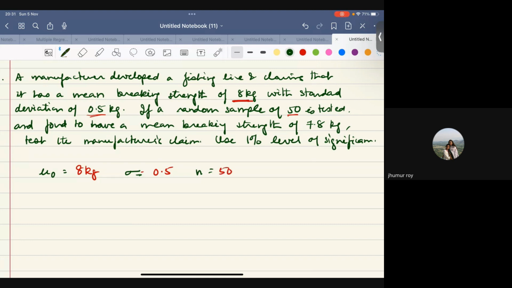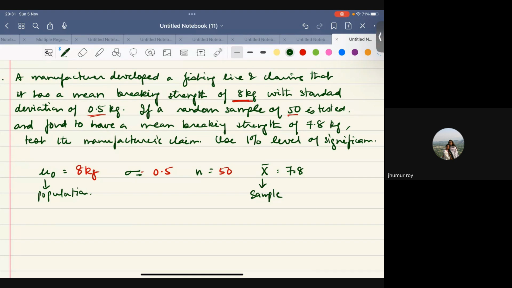And the last value which we have is x bar. X bar is the sample mean. See, this is for the sample, this is for the population. What do we mean by that? Now, suppose the manufacturer is making 3,000 fishing lines. He's saying that all these 3,000 fishing lines will have a mean breaking strength of 8 kgs. Means they will take the weight till 8 kg. At 8 kg, they might break. That is what he's saying.